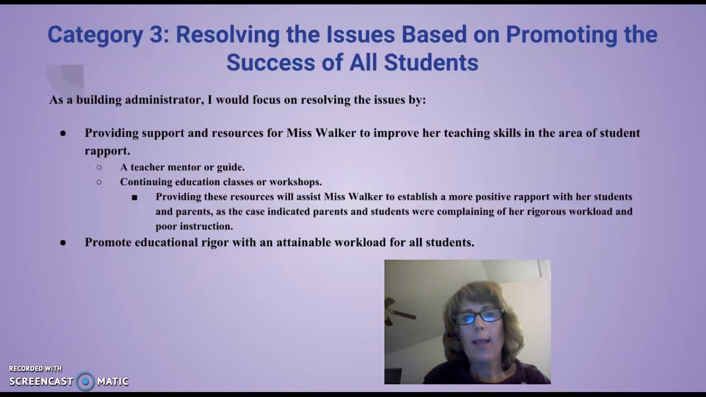Continuing education classes or workshops. Providing these resources will assist Ms. Walker to establish a more positive rapport with our students and parents. As the case indicated, parents and students were complaining of a rigorous workload and poor instruction. Promote educational rigor with an attainable workload for all students.